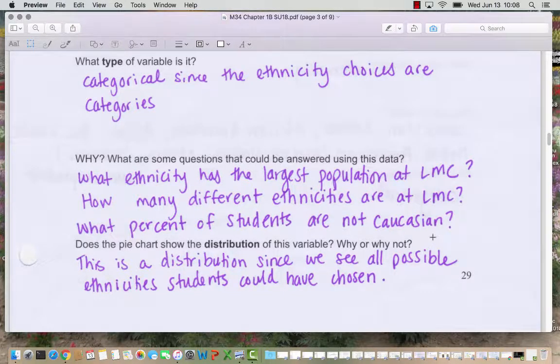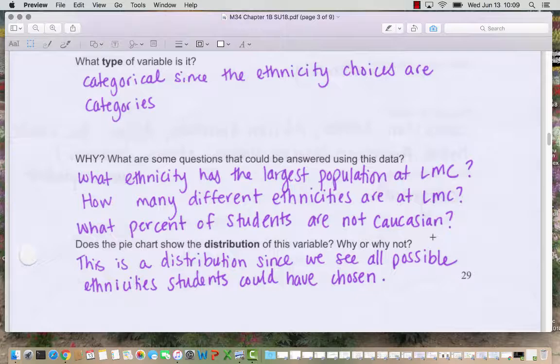So what are some of the questions that LMC might answer using this data? We might want to know what ethnicity has the largest population at LMC. We might want to know how many different ethnicities are represented in LMC. We might want to know what percent of students are not Caucasian. Often this data is used by the research office to make sure that the students who come to the college are close to the proportions of people out in the community. And they like to check to make sure, is there a group that we are not reaching? Maybe we need to advertise more to certain communities or certain ethnicities that we've missed, letting them know about the college. So that's how this data is used by the college and the district.